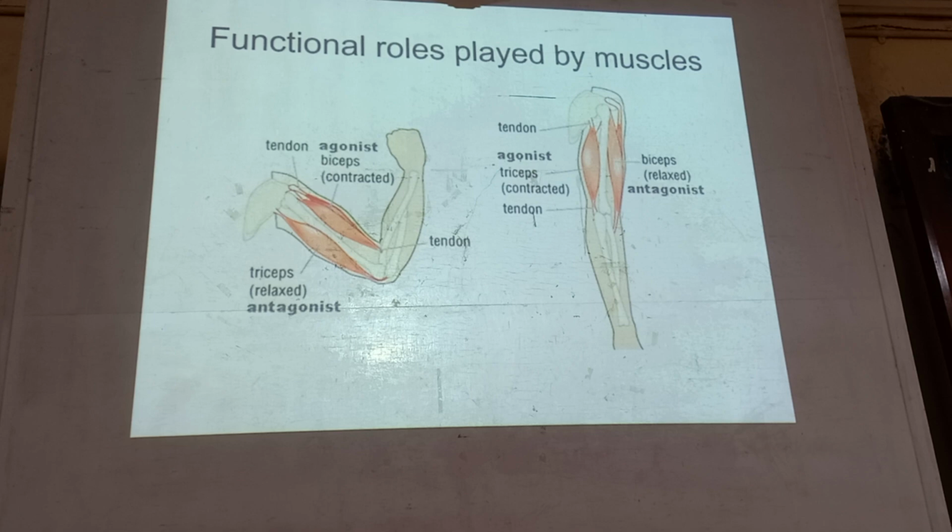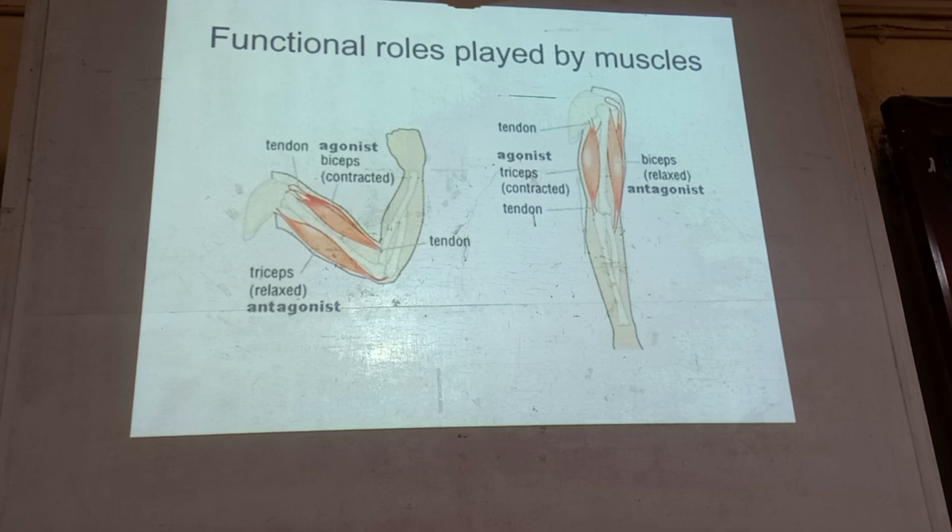By definition, an agonist or a prime mover is a muscle that initiates and propagates a desired movement. So what is the desired movement here? Flexion at elbow. Who is the prime mover? Biceps.